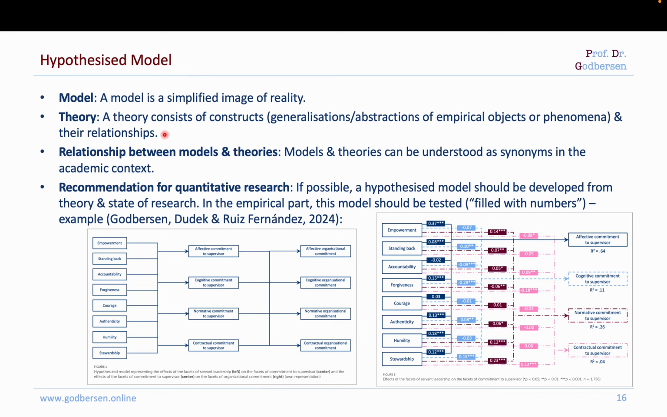Now, every theory is a model, as every theory is a simplified image of reality. But not every model is a theory. Think of a toy train. A toy train is a simplified image of a real train, but that is not an academic theory. However, in the academic world, you can treat the terms model and theory as synonyms. There might be someone who makes a distinction, but I personally would say that is a bit of nitpicking.